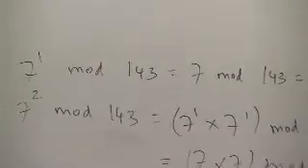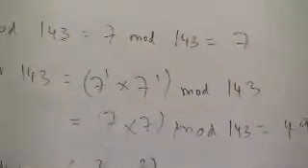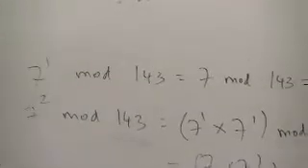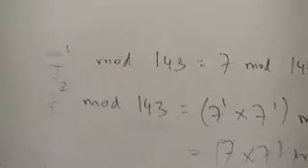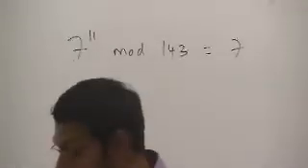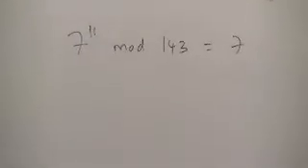So what do you want to find? 7 raised to 11, right? Then you want to encrypt that, isn't it? 7 raised to 11 mod 143. So this is where you need to decide which of these things you will make use of. And that's why I wrote this 11 in binary.